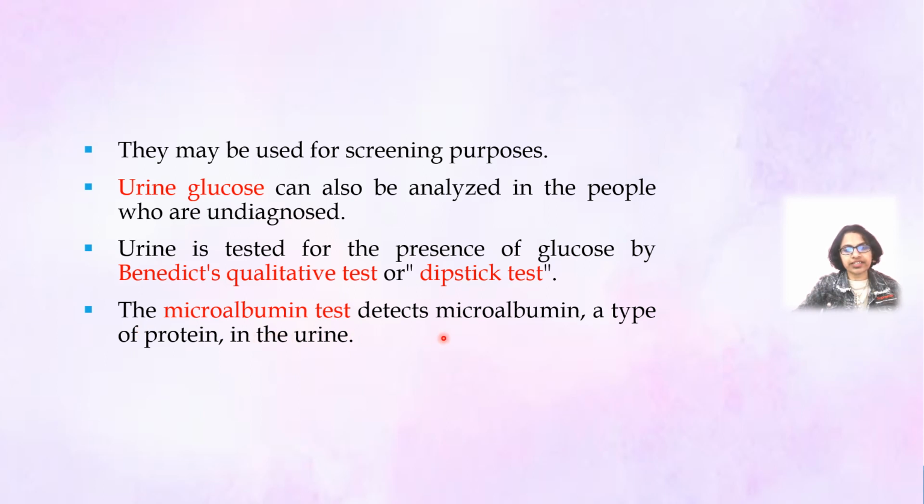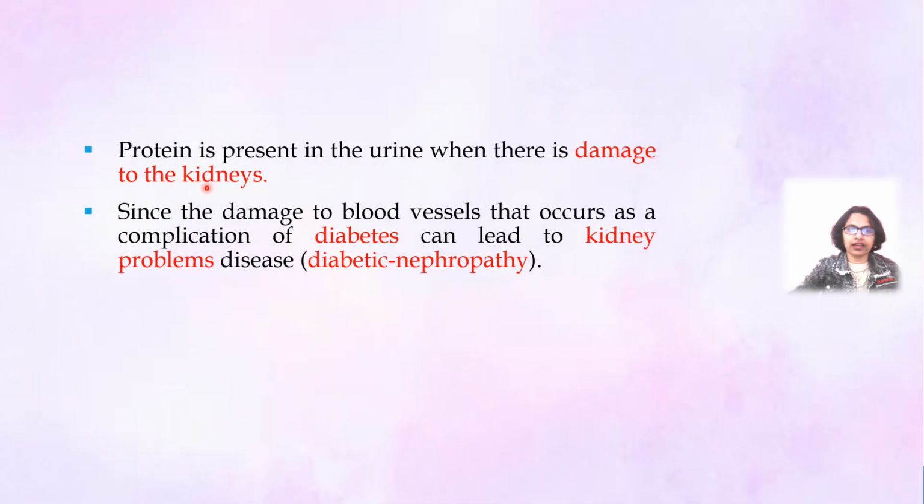The microalbumin test detects microalbumin, a type of protein, in the urine. Protein is present in the urine when there is damage to the kidneys. What is the protein here? Albumin. Albumin can be identified in the urine if the patient is suffering with diabetes mellitus. The damage to blood vessels that occurs as a complication of diabetes can lead to kidney problems, known as diabetic nephropathy. Nephron means kidney, so there is damage to the nephron. That's why we consider diabetic nephropathy one of the complications of diabetes.